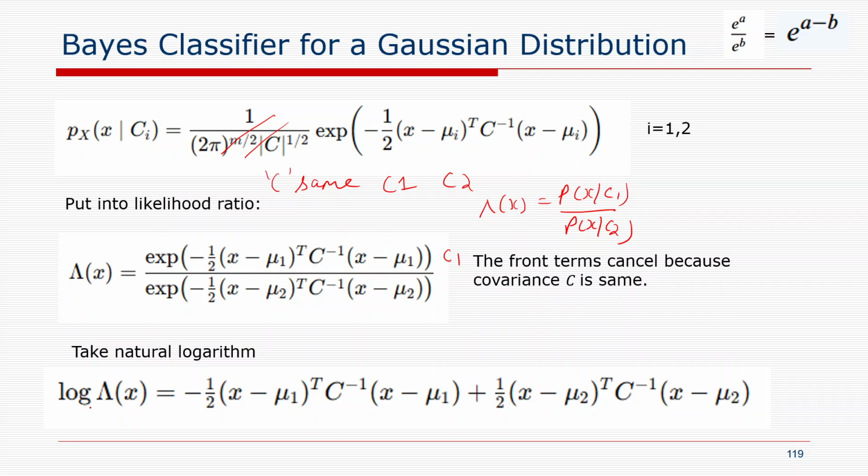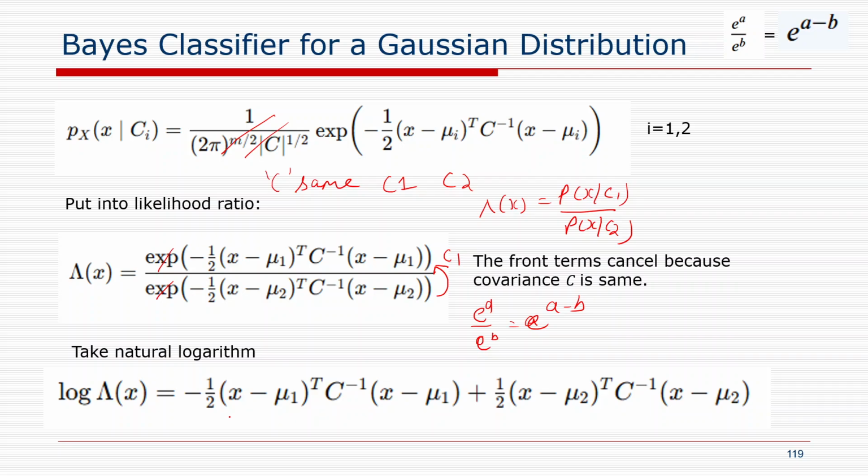Therefore, the term on the left side will be the log of lambda of x, and on the right side, that is this, because of the natural logarithm, these exponents are going to get cancelled out, and this denominator term will go to the numerator, because e to the power of a divided by e to the power of b is equivalent to e to the power of a minus b.